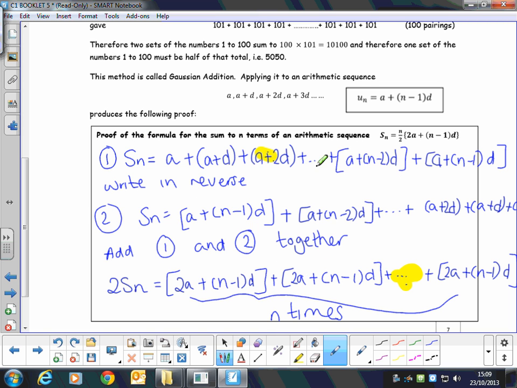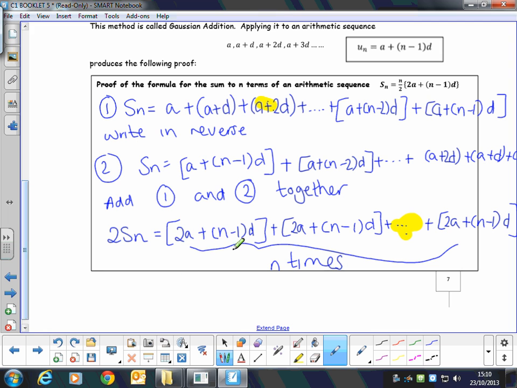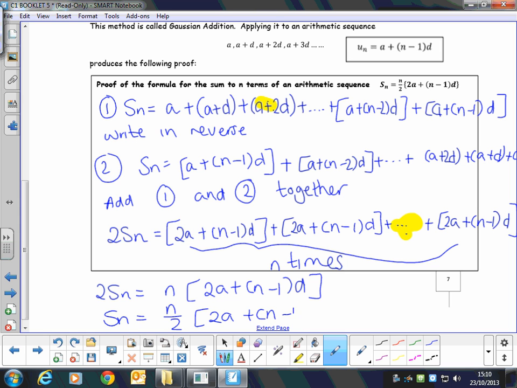So I've started with n terms, and I've added them together with another n terms. So I've got this 2A plus n minus 1D, n times. So I can write this 2Sn as n multiplied by 2A plus n minus 1D. And because I want the formula for Sn, I can divide the entire thing by 2, so I get Sn is equal to n over 2, multiplied by 2A plus n minus 1D.